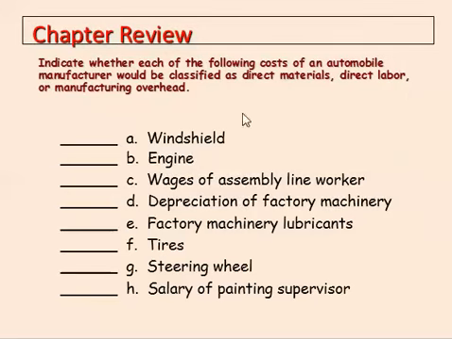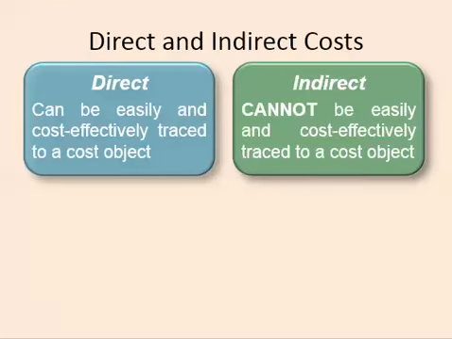Here's another review. It says to determine whether the following are classified as direct materials, direct labor, or manufacturing overhead. You may want to pause the slide for a minute and see if you can figure out what each one should be, and then I'll show you the answers. A windshield and engine are direct materials. Direct labor is the wages of an assembly line worker. Manufacturing overhead is depreciation of the factory machinery and factory machinery lubricants. Tires and a steering wheel are obviously direct materials. And then manufacturing overhead is the salary of a painting supervisor. Okay, well, we talked about those costs already.